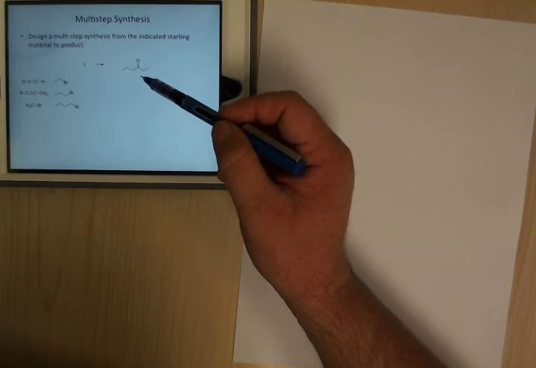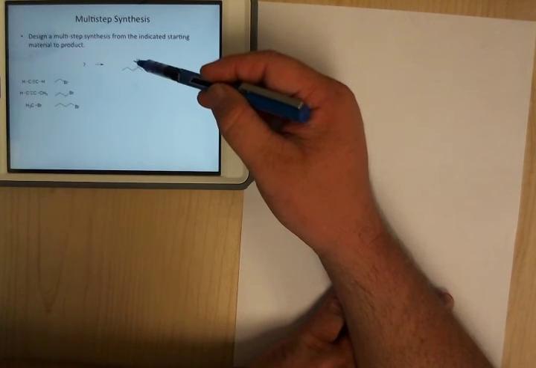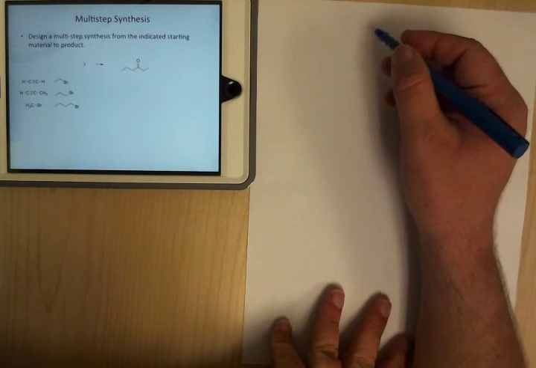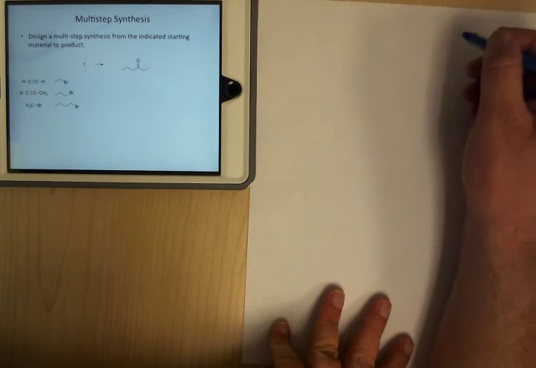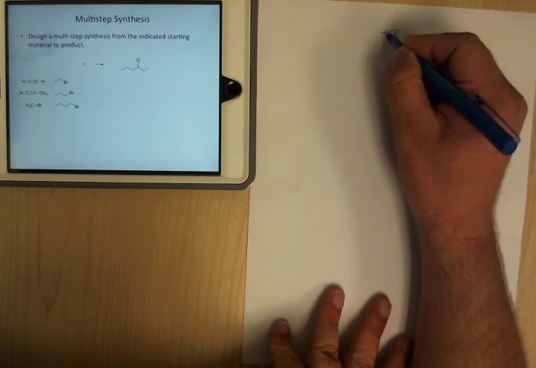So how do we make ketones? Probably the easiest way to know that is to take a triple bond.